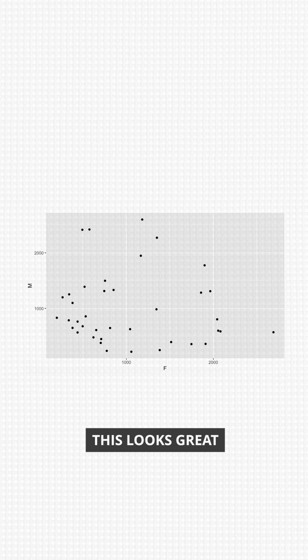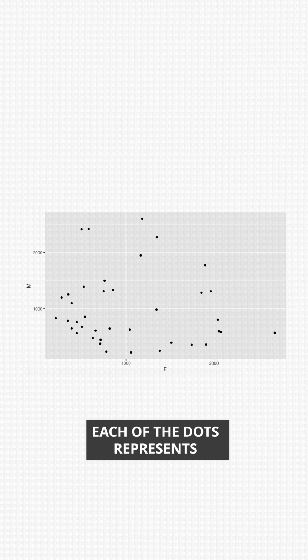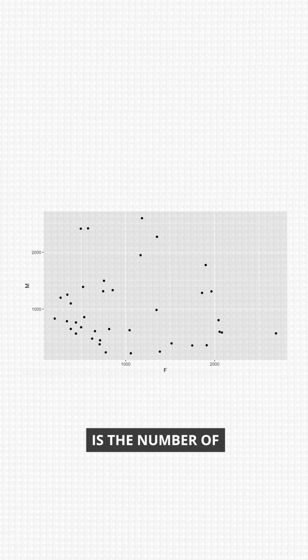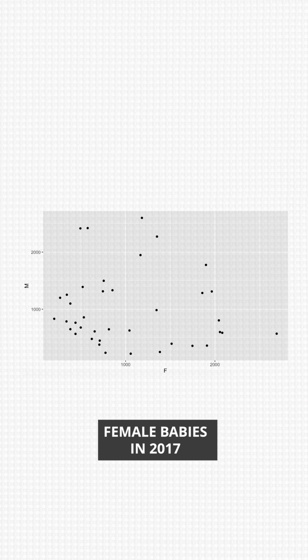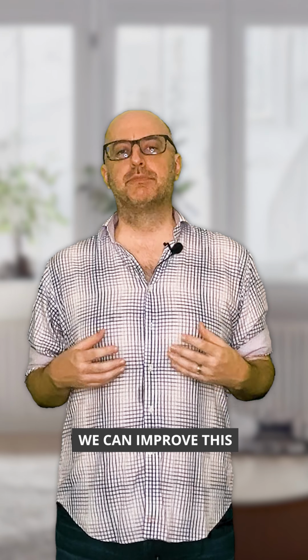This looks great. Here we go. We have a scatterplot of names by sex. Look at the dots. Each of the dots represents a name, and they're plotted at the point where the X value is the number of female babies in 2017, Y is the number of male babies named that in 2017. Very cool. Although there's a clear way we can improve this.